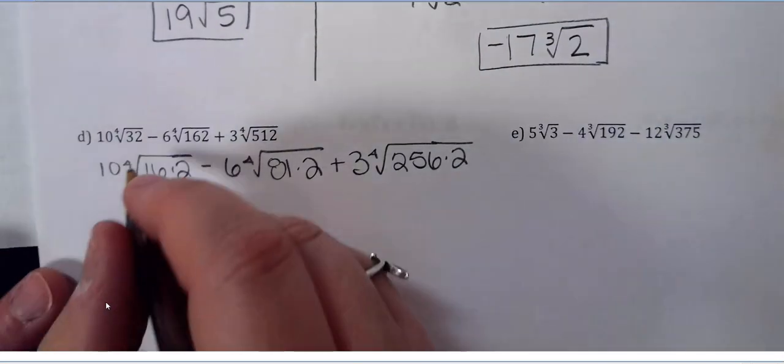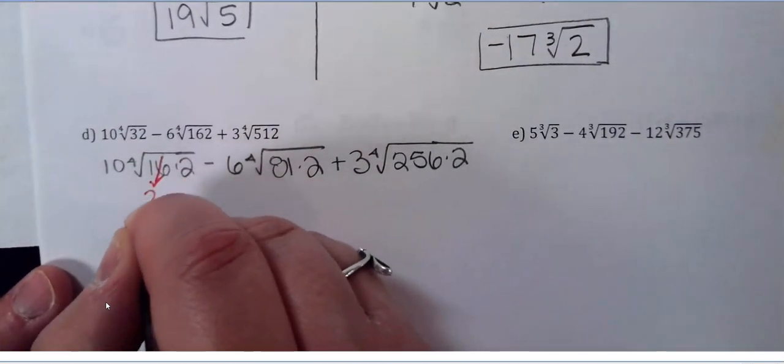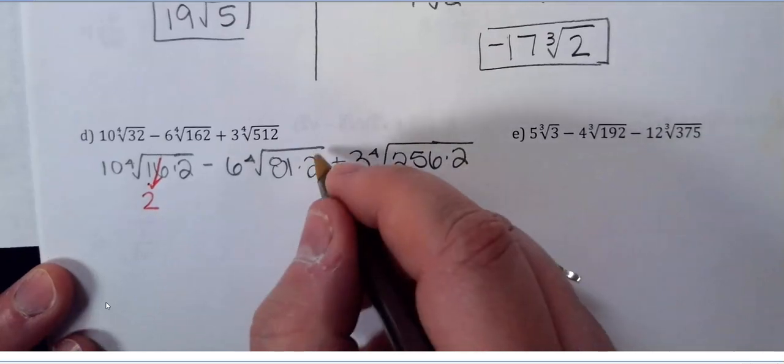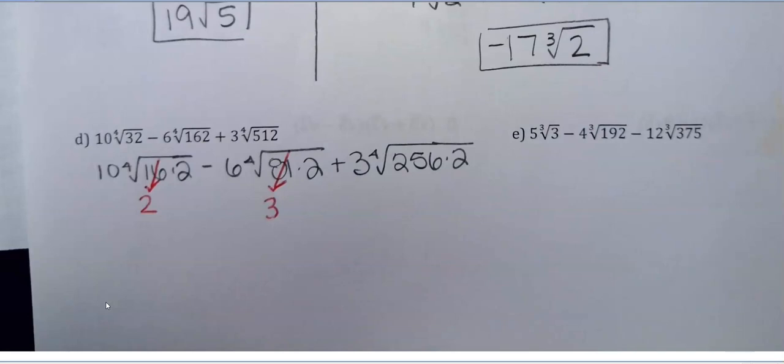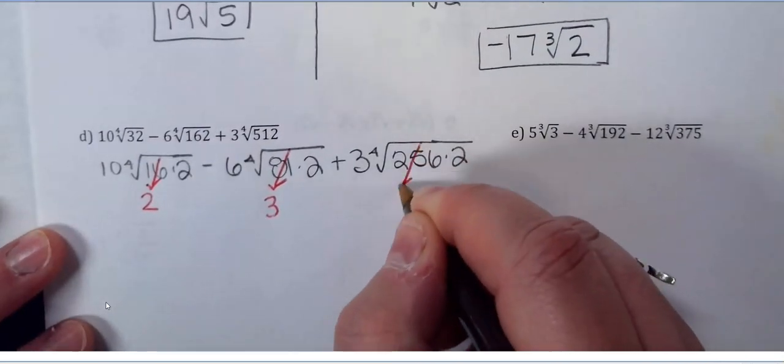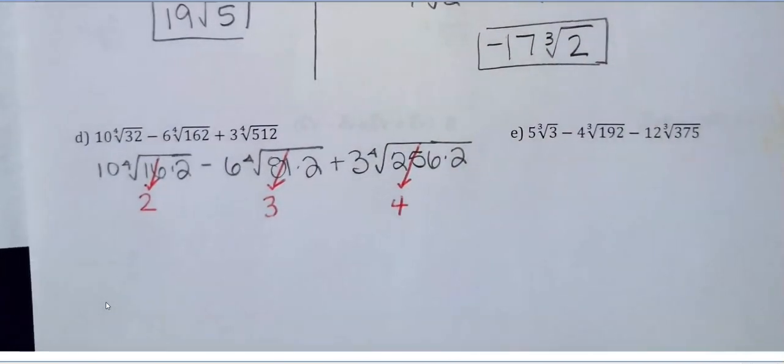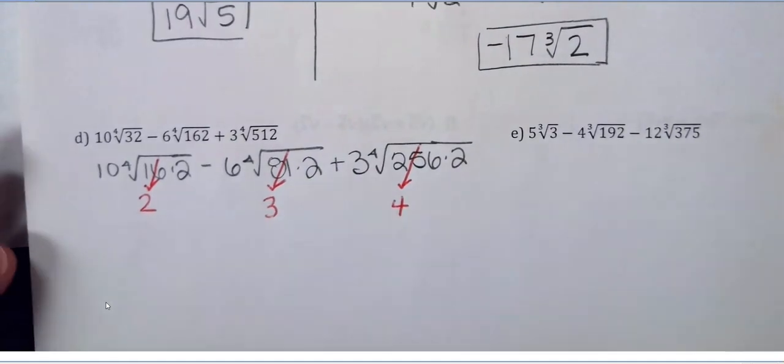If you're doing a fourth root of 16, we're going to pull out a 2. 16 is 2 to the fourth power. Fourth root of 81 is 3. 3 to the fourth power is 81. And fourth root of 256 is 4. If something's already out there in front, we're just going to multiply it.